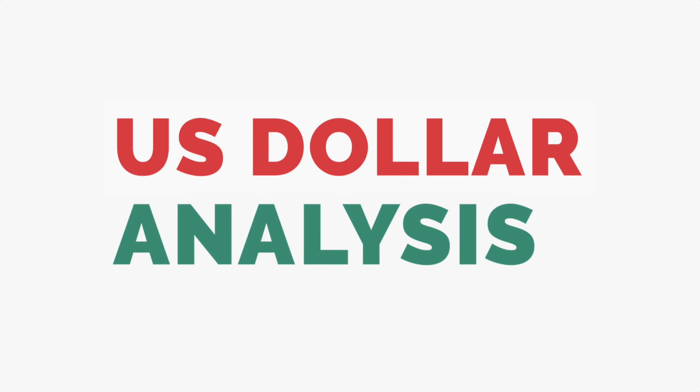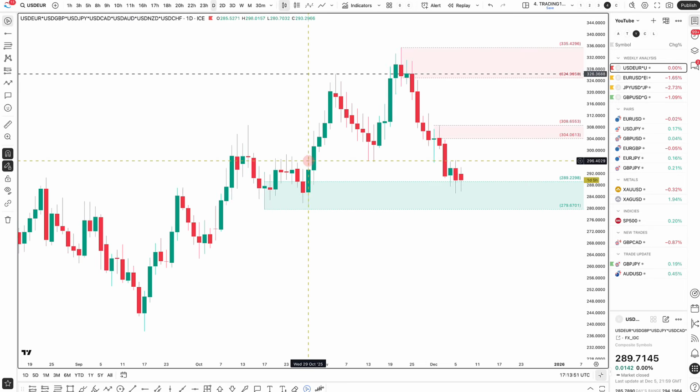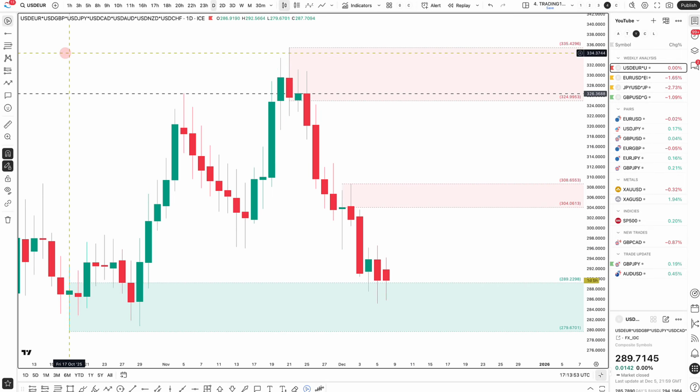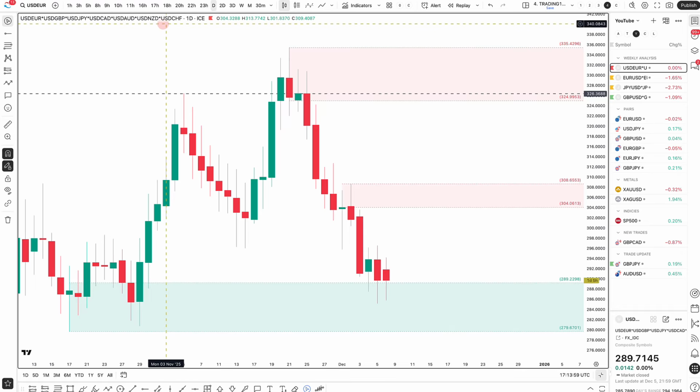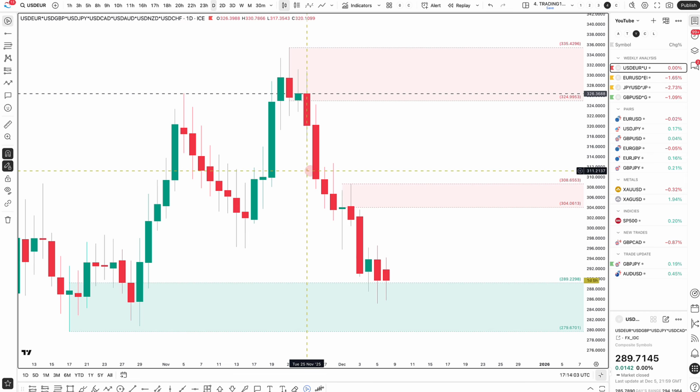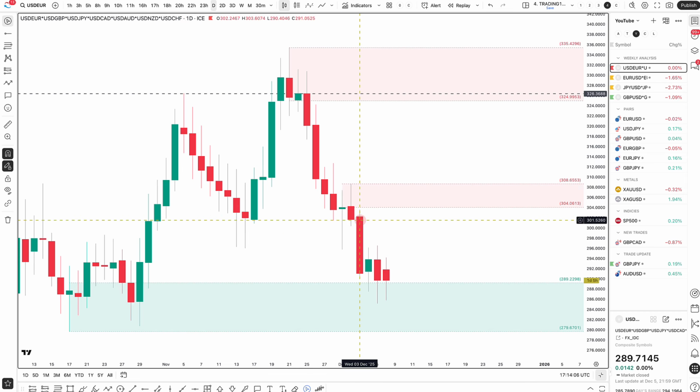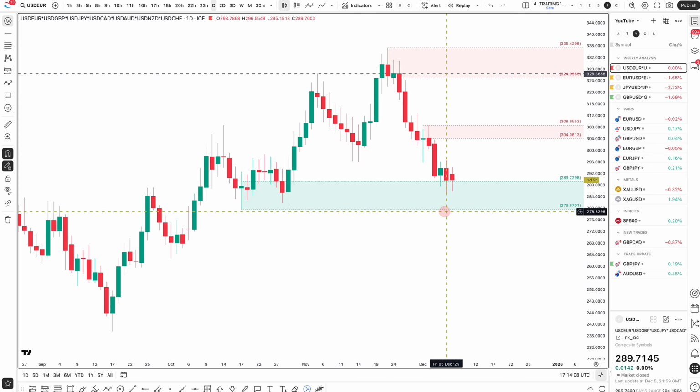So looking at the US dollar and the US dollar index. And this is the equally weighted US dollar index. So it's the dollar equally weighted against the euro, the pound, the yen, the CAD, the Australian dollar, the New Zealand dollar, and the Swiss franc. And last week I was saying that I was definitely bearish on the dollar, and I still am to a certain degree.